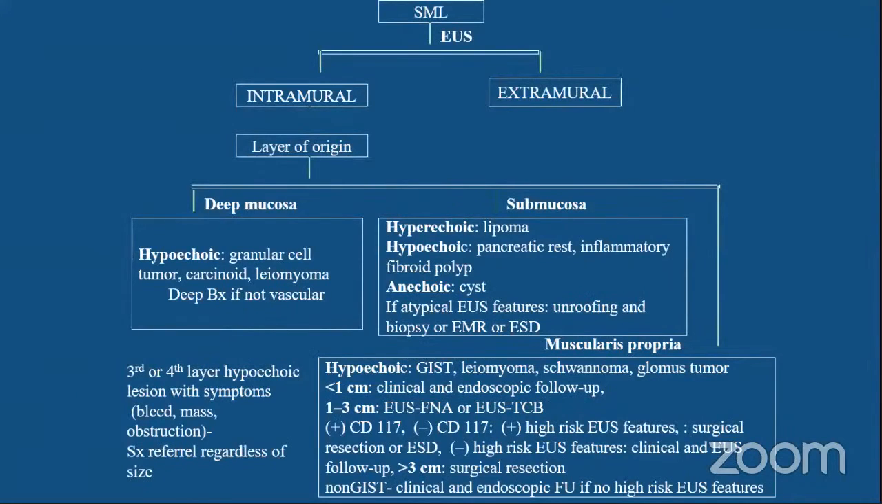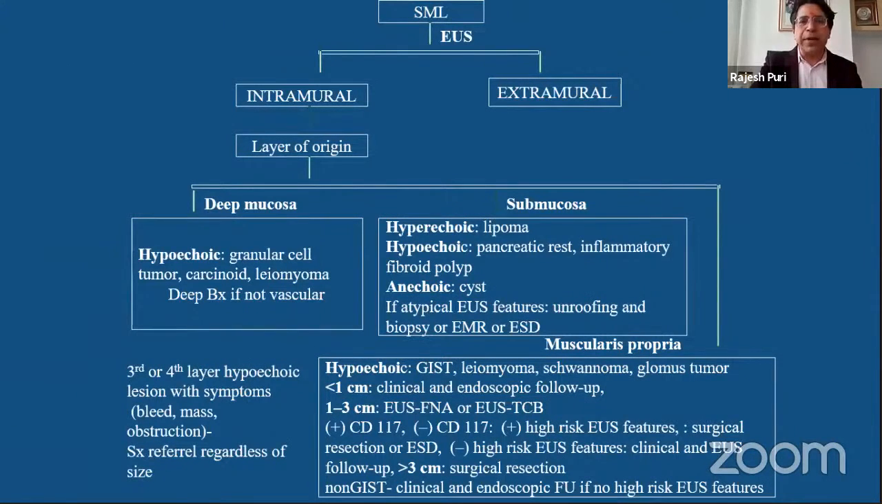So to summarize, ladies and gentlemen, EUS helps in differentiating extramural versus intramural lesions. In intramural lesions, you confirm the layer of origin. If it is originating from the deep mucosa, and is hypoechoic, on the basis of site it is either a granular cell tumor, carcinoid, or leiomyoma. Deep biopsy can be done if it is not vascular, or you can follow up these patients, or you can take an EUS-guided FNA.